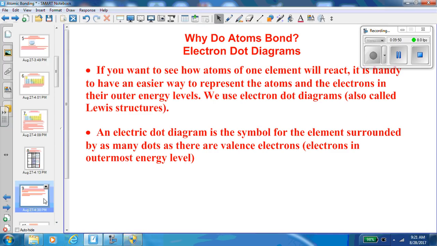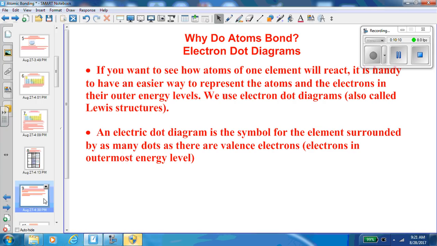Now, let's talk about electron dot diagrams, because this is a handy way that we'll use to figure out and look at how atoms are bonding. If you want to see how atoms of one element will react, it is handy to have an easier way to represent the atoms and the electrons in their outer energy levels.